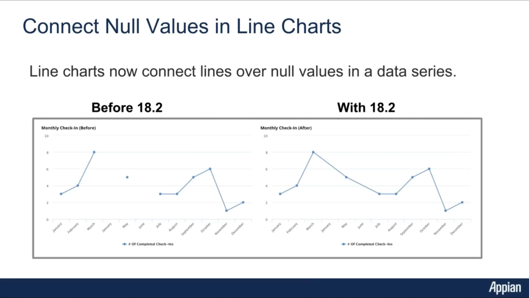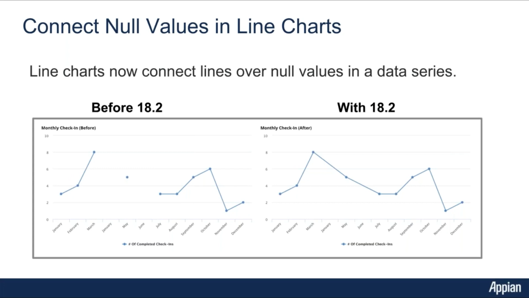Also, a minor improvement to charting capabilities. For line charts, now we connect lines over null values in a data series. So if you're returning a data series and some of the values inside the array of data were null values, before 18.2, this is the behavior you received, where it will simply skip over those connections.